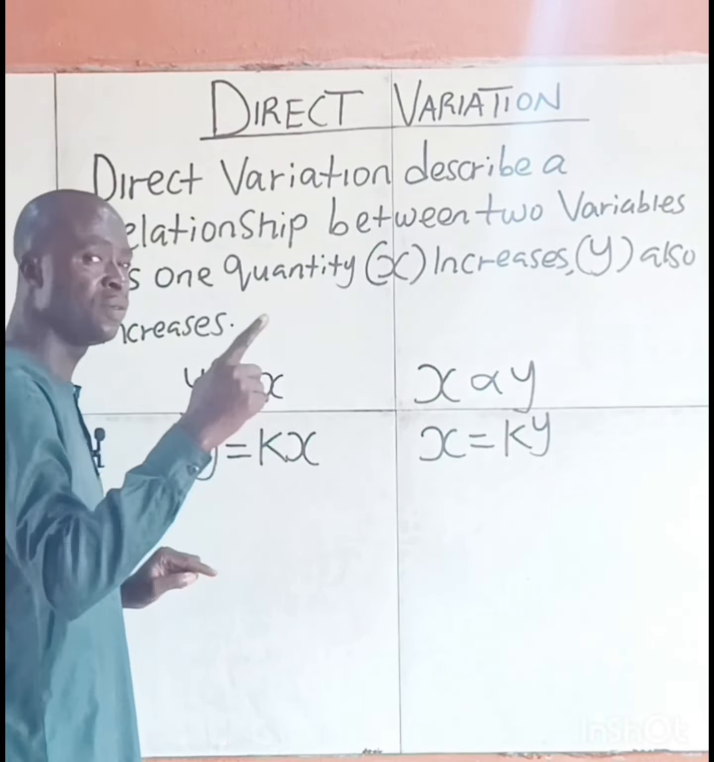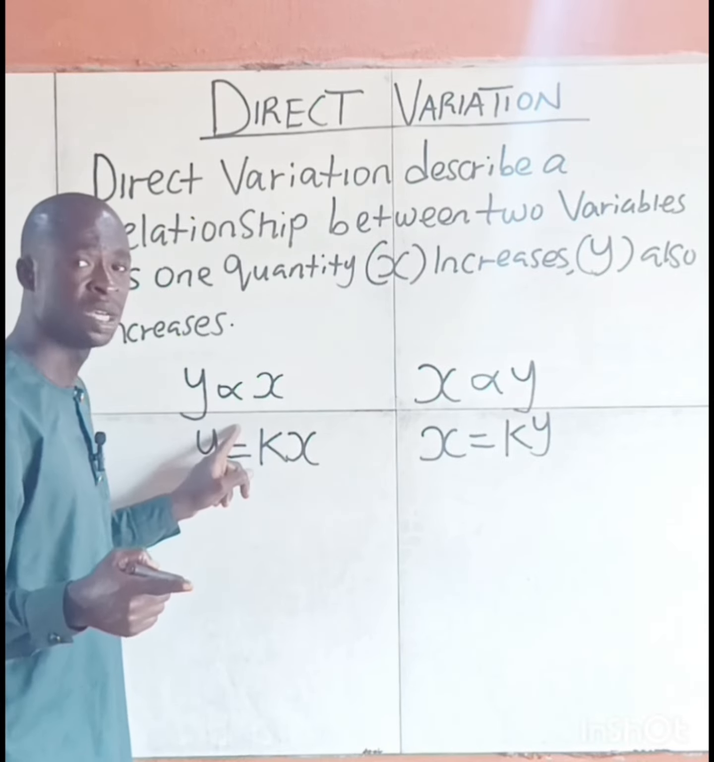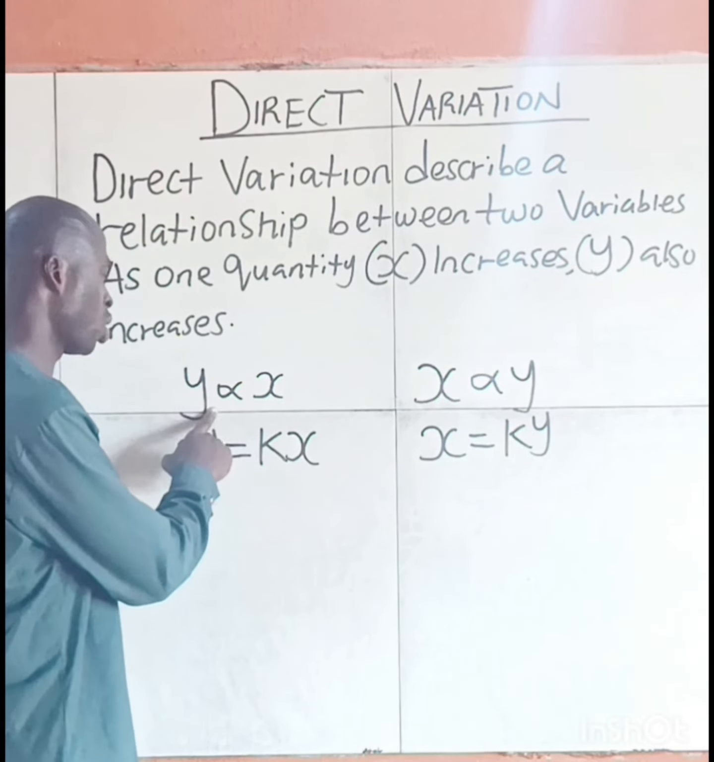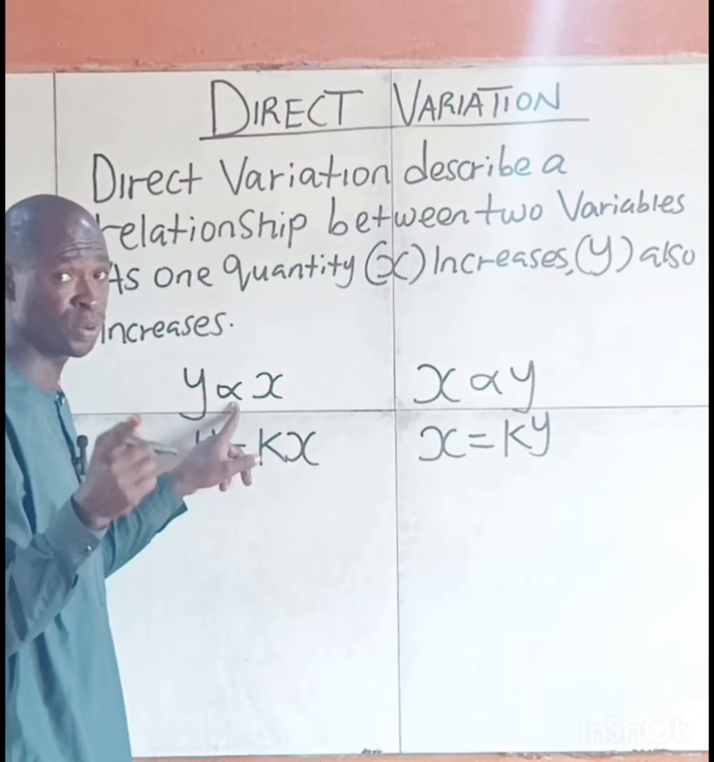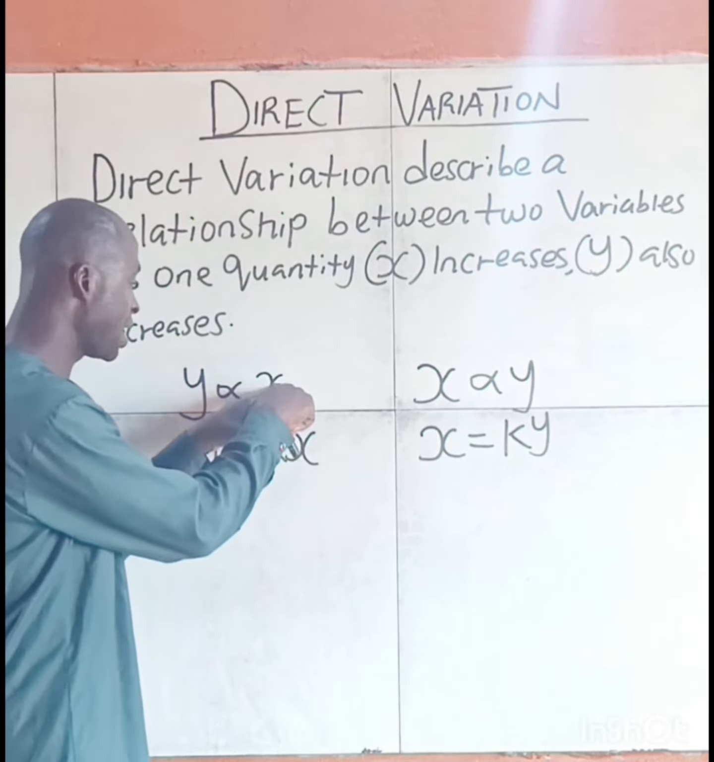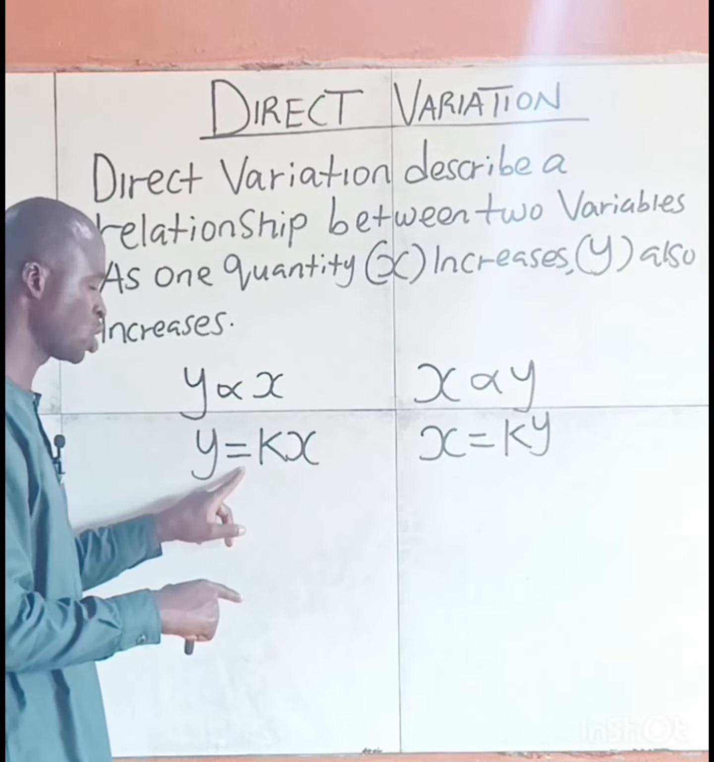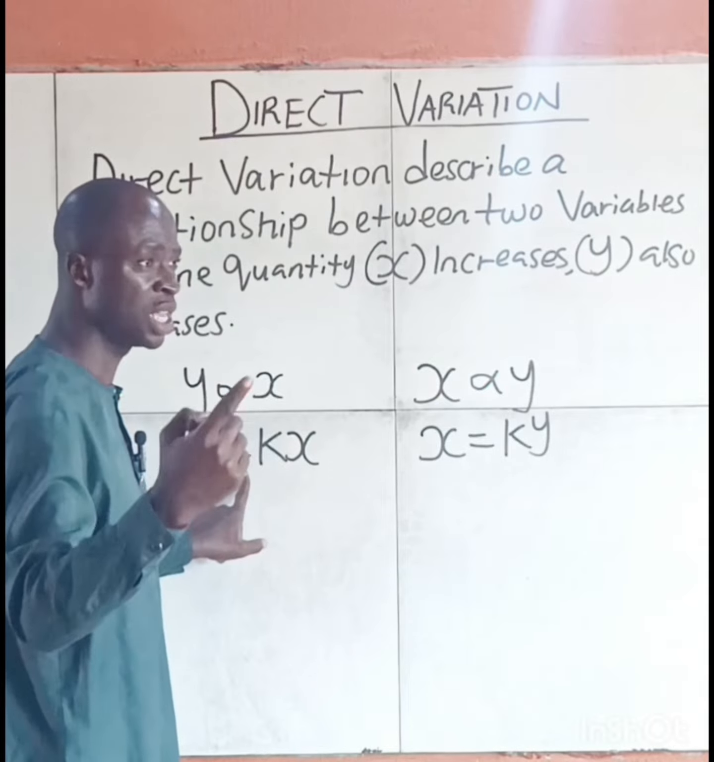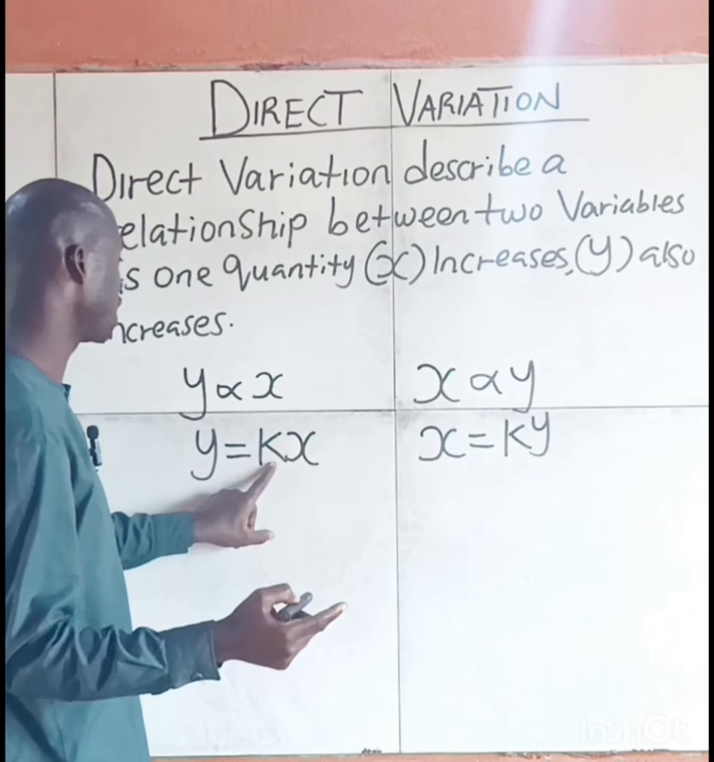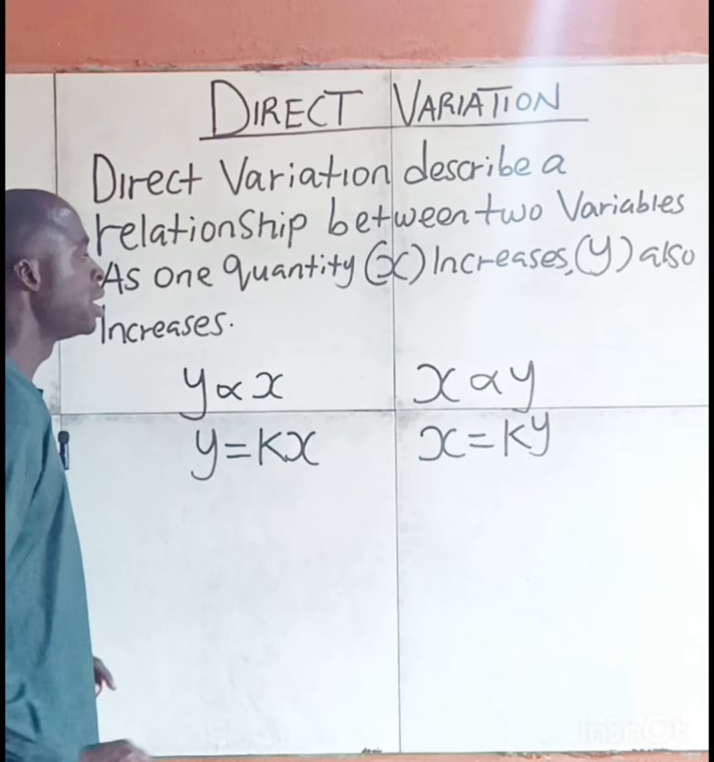Now, if you are being given questions on y varies directly with x, this is what you're simply going to do. You're simply going to write this y, you write the alpha symbol, which also represents varies, then your x. The next thing you're simply going to do, you will turn this symbol to an equal to sign. Then you are going to introduce a constant. You can use any variable of your choice, let's say k or c. So you can see it right here. And now this becomes the formula.